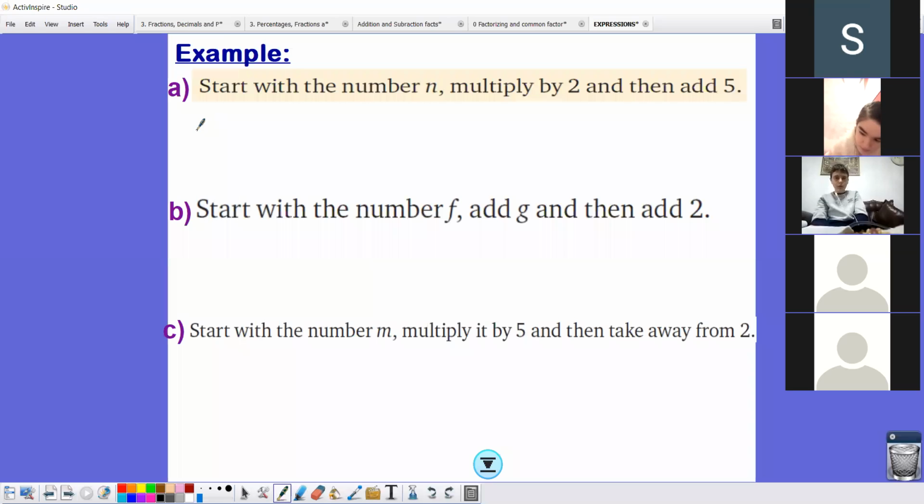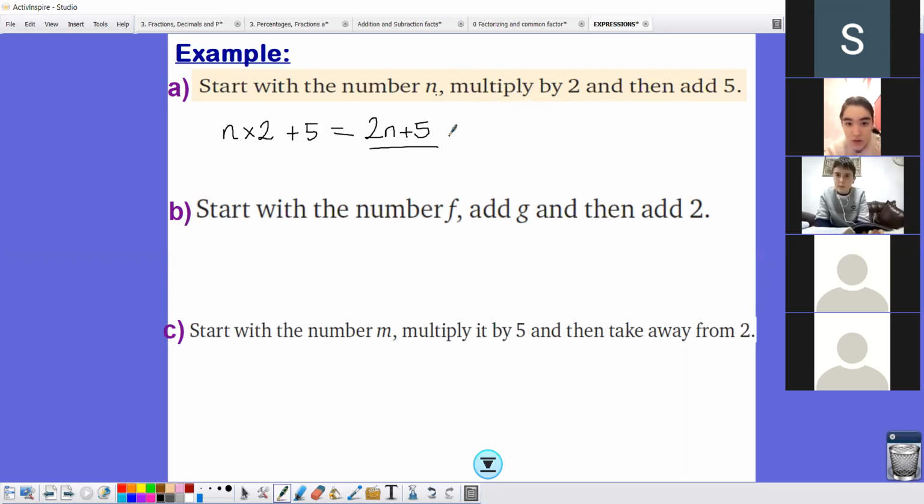Now, here there are some examples of how we write expressions. It says, start with the number n, multiply by 2, and then add 5. When we have multiplication, we are not writing the times. The number goes in front of the letter, so it will be 2n. 2n plus 5 is the expression for this example, okay?